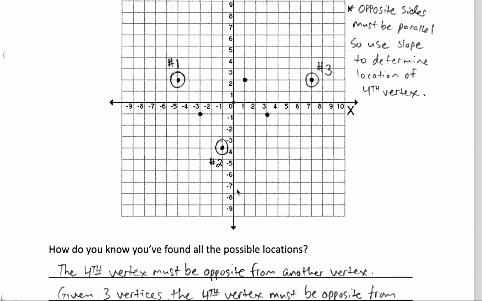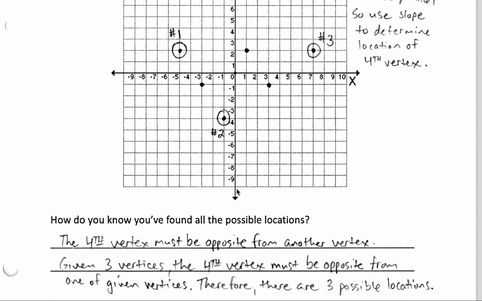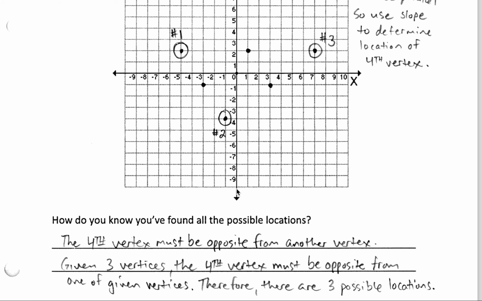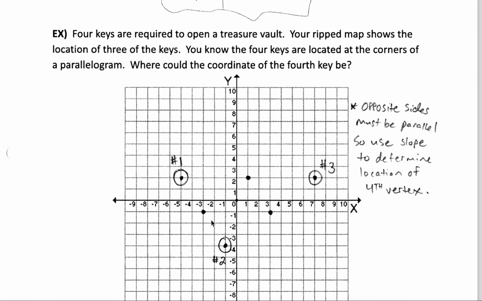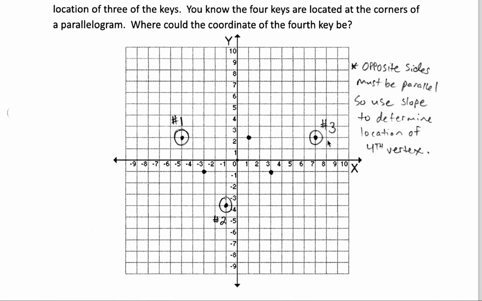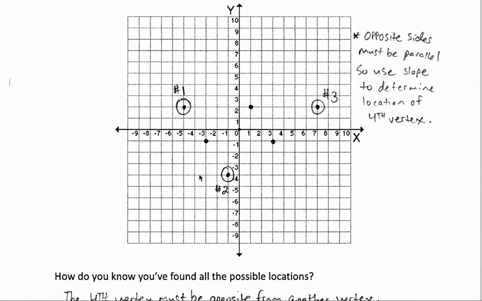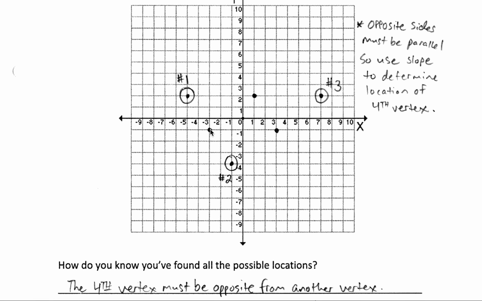So how do we know that we're done? How do we know we found all of the possible locations? Well, similar to what we just discussed, we know that vertices are going to be opposite from each other. If we have 3 corners here, well then we must have 3 possible locations of a fourth vertex, each being opposite from one of these 3 points. So anytime you're trying to find a possible location of a fourth vertex in a parallelogram on a coordinate plane, all you have to do is use slope, and remember that there's going to be 3 options. Each of them are going to be opposite from one of the given coordinates.